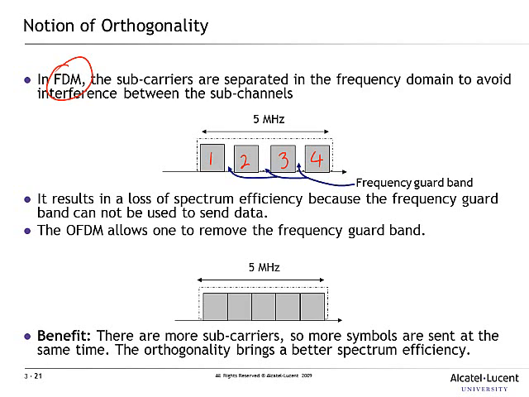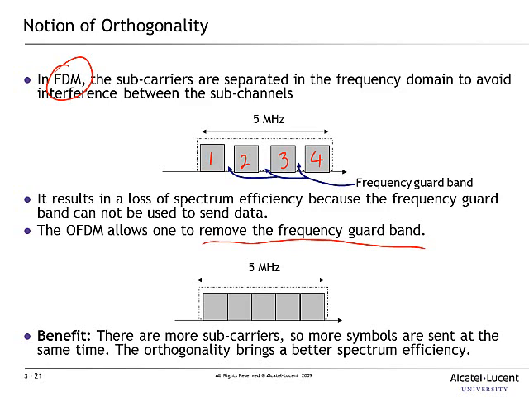Now, in the case of OFDM, we want to get rid of these guard bands. So we're trying to remove the frequency guard bands, because these guard bands are wasted spectrum. We're not doing anything on it. So what we do is we bring these subcarriers even closer together in such a way that they do not interfere with each other. Okay, and why do we do that? Well, if we can bring these subcarriers closer together and even get them to overlap, we can put more.